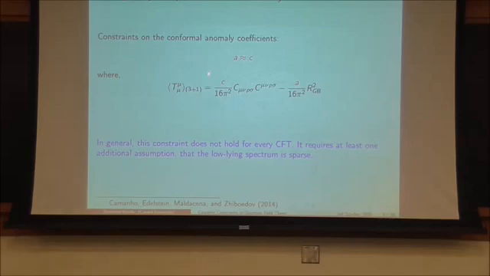And of course, this shouldn't be true for any large N CFT, because it's not that whenever you have a large N CFT, you have a dual. So for what we guess, if you start with a large N CFT, and if you impose some assumption like the low-lying spectrum is sparse, probably that should be sufficient to derive this, but there is no proof yet.